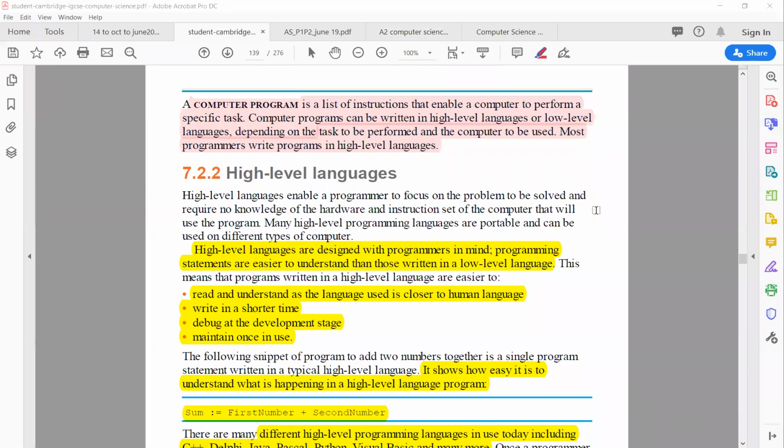This chapter is about high level and low level languages. But before going into detail about the languages, you must know what a program is. Basically, a program is a list of instructions for the computer to perform a specific task. These programs can be created or developed using a high level or a low level language.